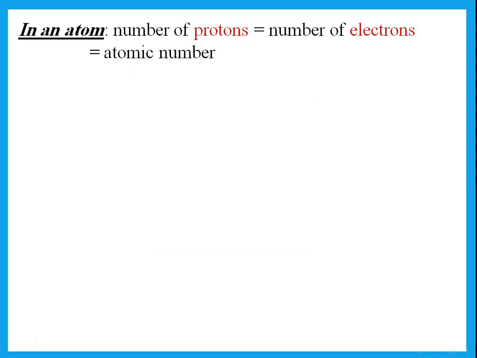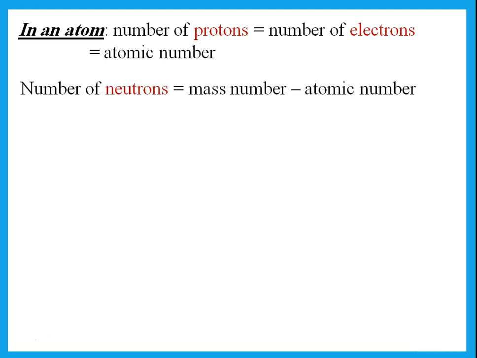Okay? So far we have said the atom has number of protons equal to number of electrons, and that is equal to the atomic number, and that is the small number in the periodic table. The number of neutrons is then the mass number minus the atomic number. So if you have the 2 numbers from the periodic table, it is the big number minus the small number. That will give you the number of neutrons.